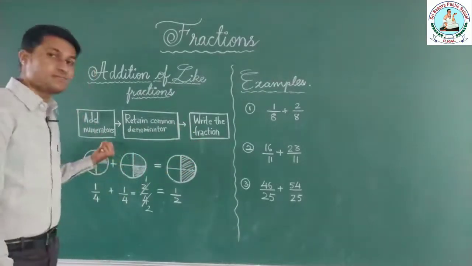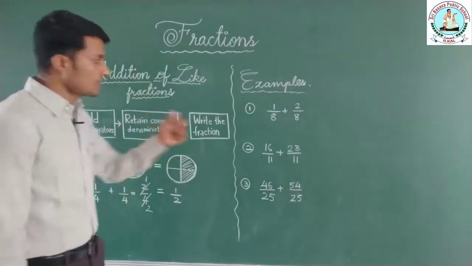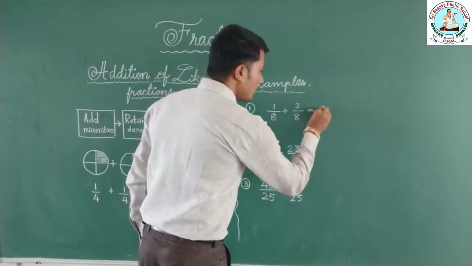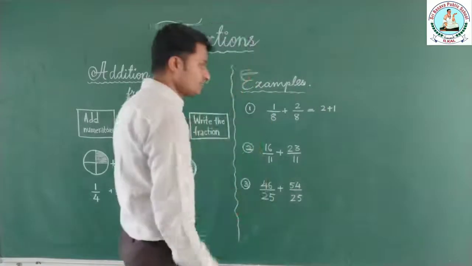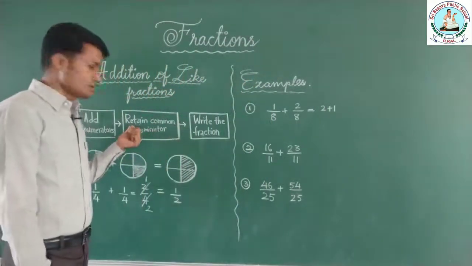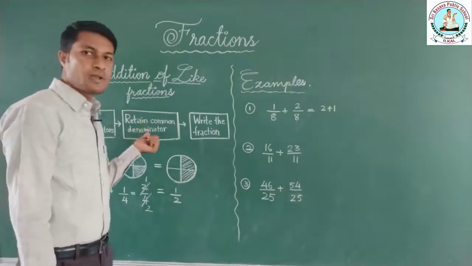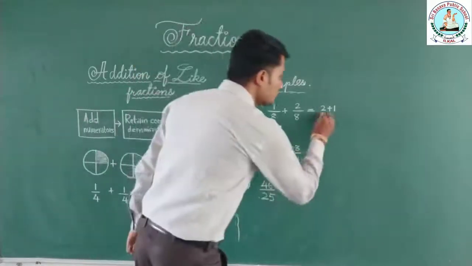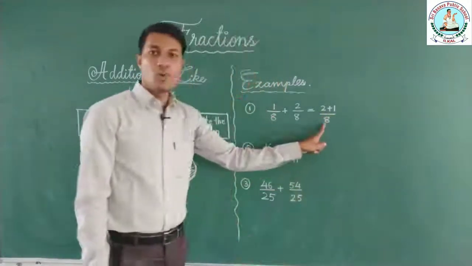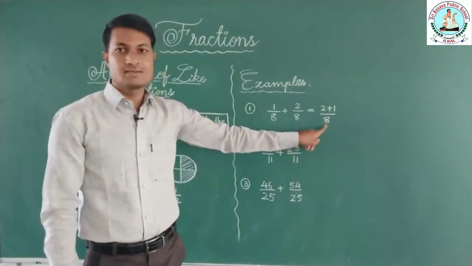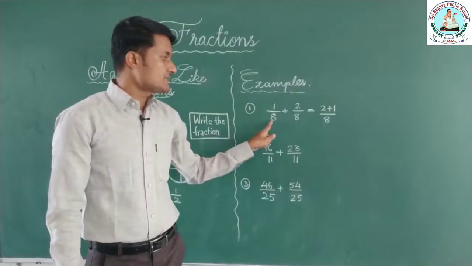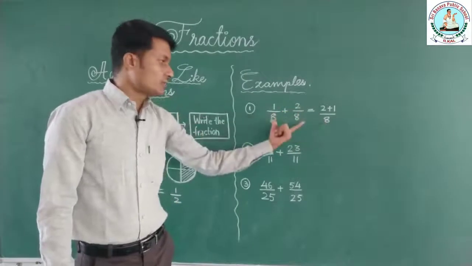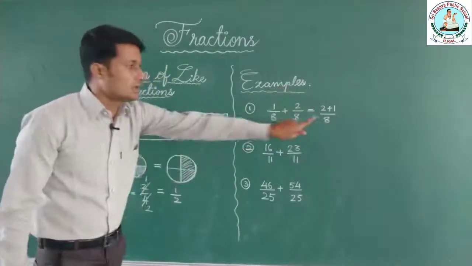Let's begin with the first step, add the numerators. These are the numerators, so just add them: 2 plus 1. Next, after adding the numerators, retain the common denominator. These are the 2 denominators, so instead of 2, just write 1, because 8 is present in both the fractions. That is why it is the common denominator for both the fractions, so write only one denominator.